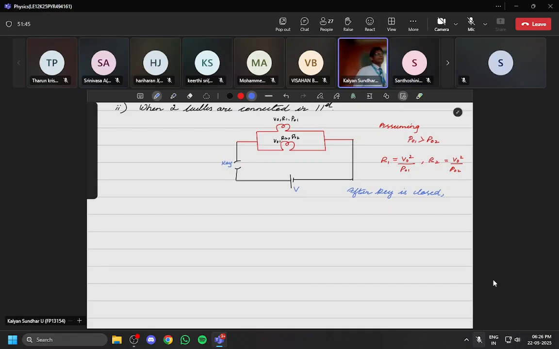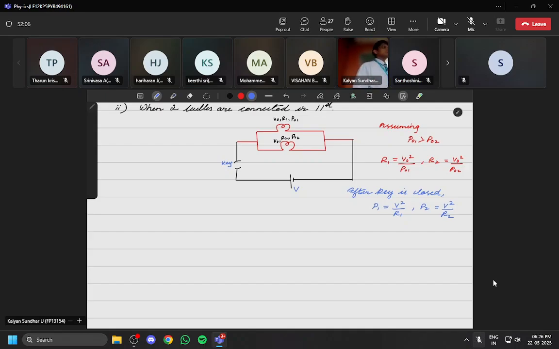Now after the key is closed, it will start to have a potential of how much? V0, VR. It will be having a V, correct? So here your power will be P1 equal to V square by R1, and P2 equal to V square by R2.